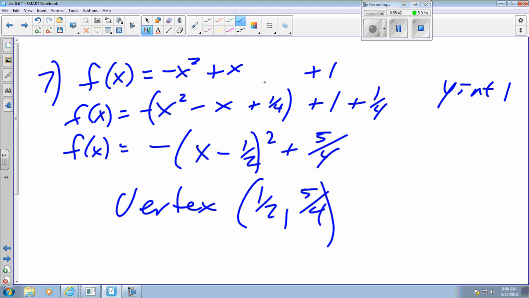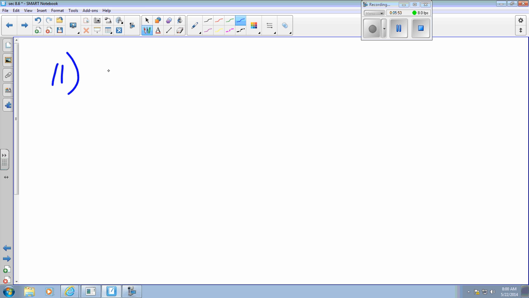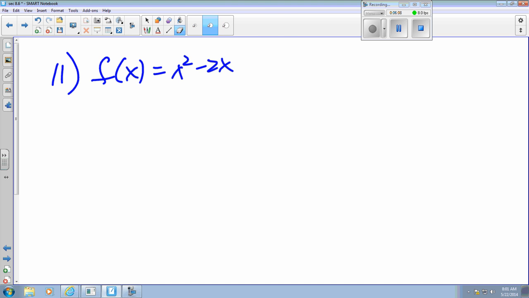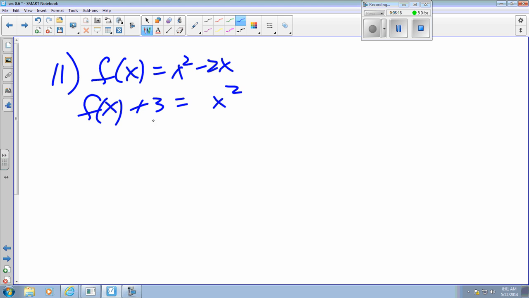And let's move down to number 11. Number 11 says f of x equals x squared minus 2x minus 3. And we want to find out which of the graphs it looks like. Well, first thing I'm going to do is move this minus 3 over here again. I'm going to move it to the other side because I'm trying to do both forms so you guys can see both of them. Notice that when I move it to the other side, it becomes plus 3.